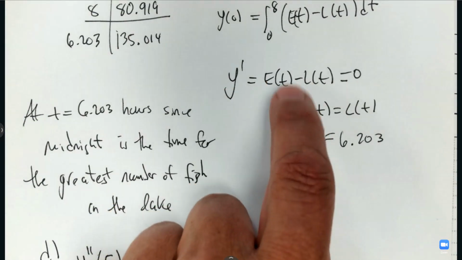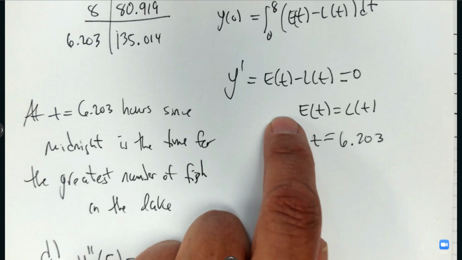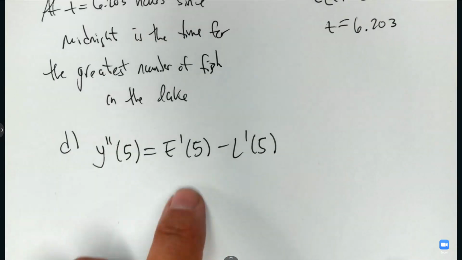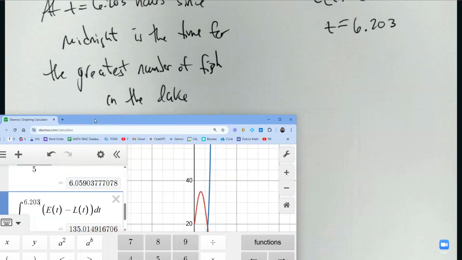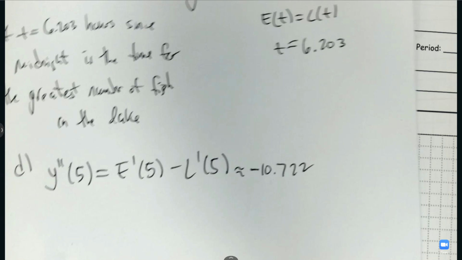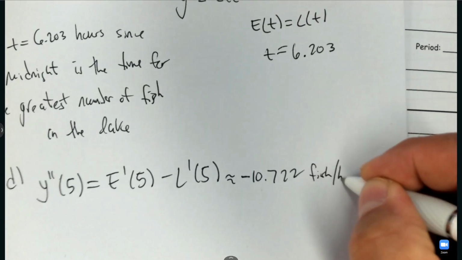So we have here, now what that rate, is it increasing or decreasing at 5, means you take the derivative of that derivative and plug in 5 and then use your calculator. So this is why we have this set up, another box. E, derivative at 5, subtract L, derivative at 5, and you can see the answer. So it's negative 10.722. Let's go back. That is fish per hour per hour.